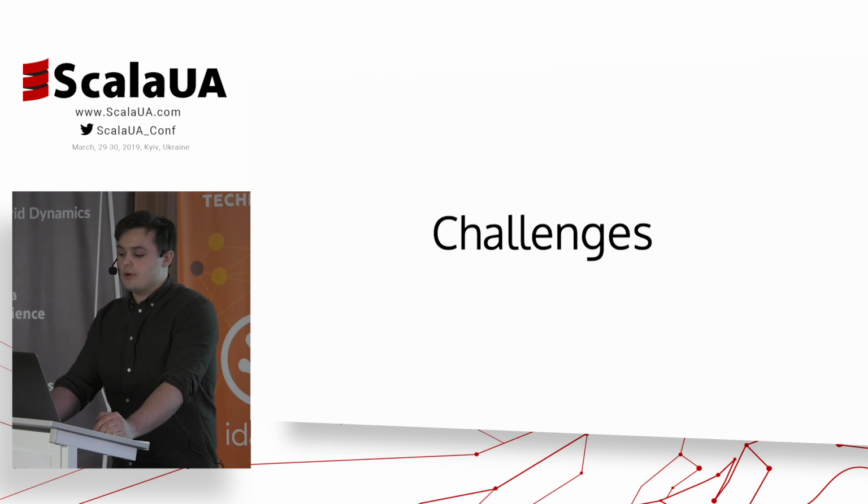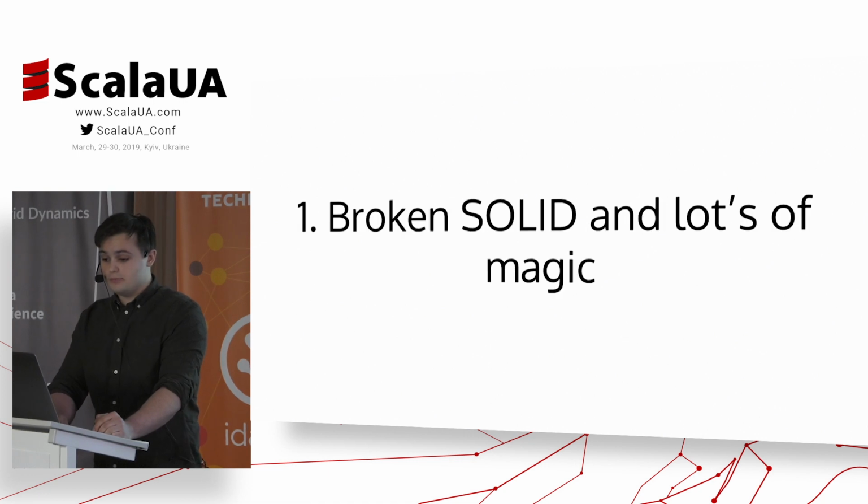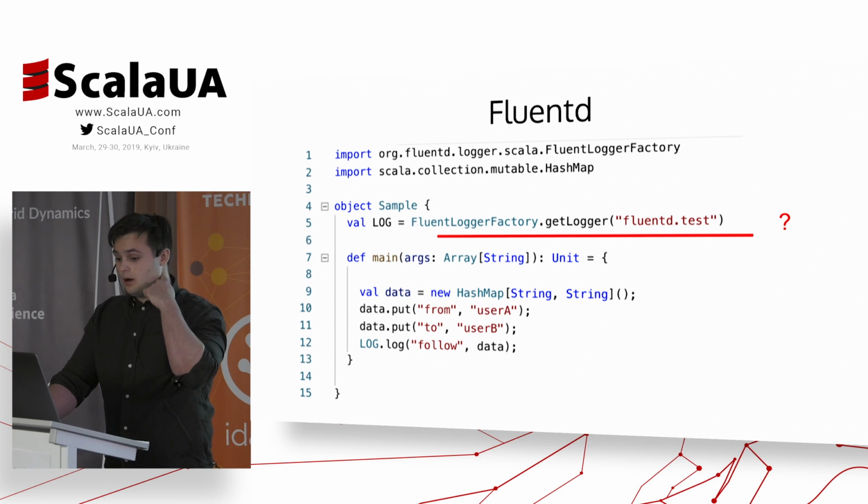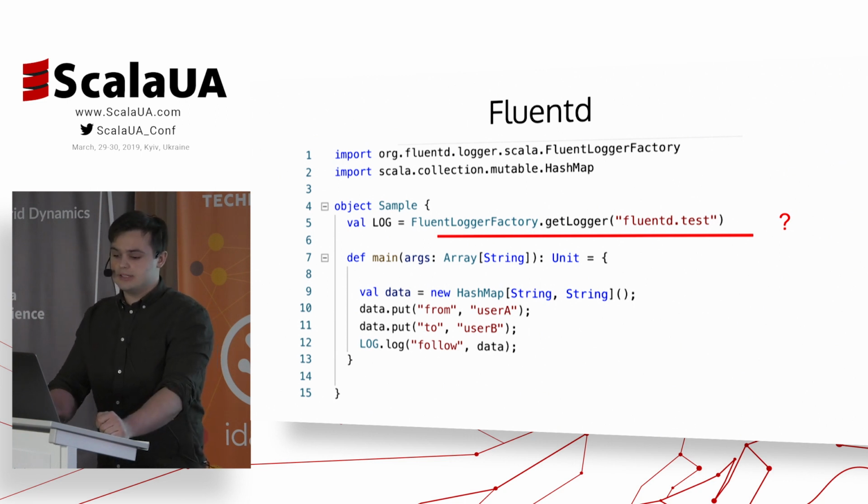Let's take a look at what could be a real challenge when using logging libs, especially for young developers. The first one is broken SOLID and lots of magic. Let's see some code examples of the most common frameworks. The first one is Fluentd, a third-party logging library. As you can see, you need to use the Fluent logger factory and initiate getLogger with some parameters. Maybe it could be some text data with config, I don't know. But it's really complicated.